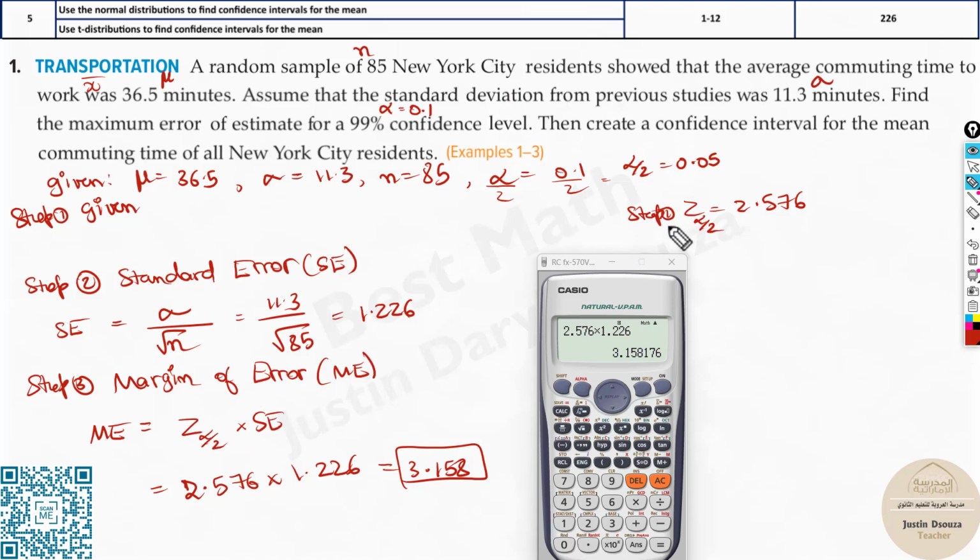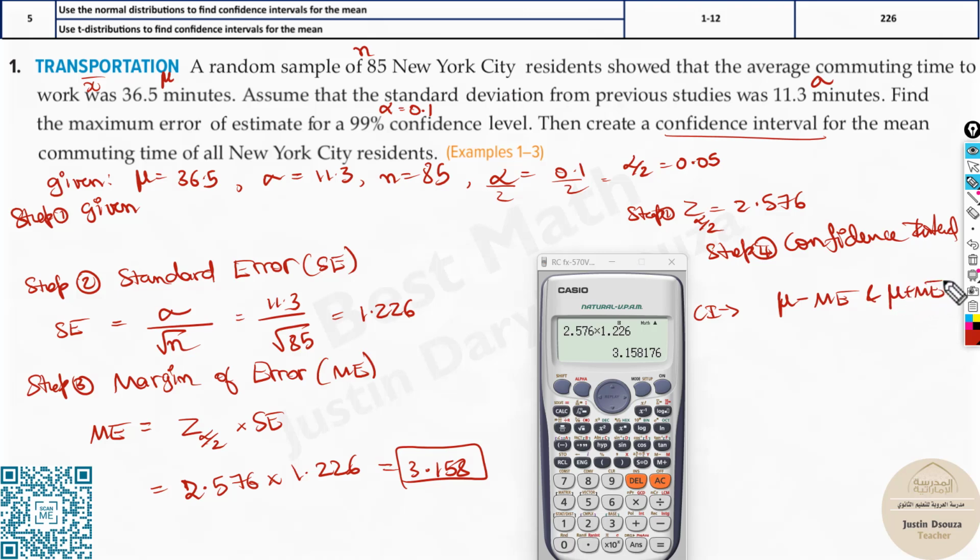Now, once you have the margin of error, that's it. Step 4 is the final step then: the confidence interval. This is what they are asking you to solve, right? The confidence interval is basically built from the mean. The confidence interval CI will be mean minus the margin of error and mean plus the margin of error. These are the two values. That's the interval you're getting: the lower limit and the higher limit.